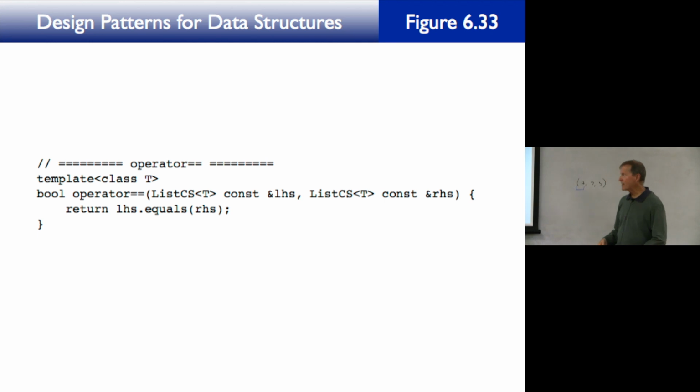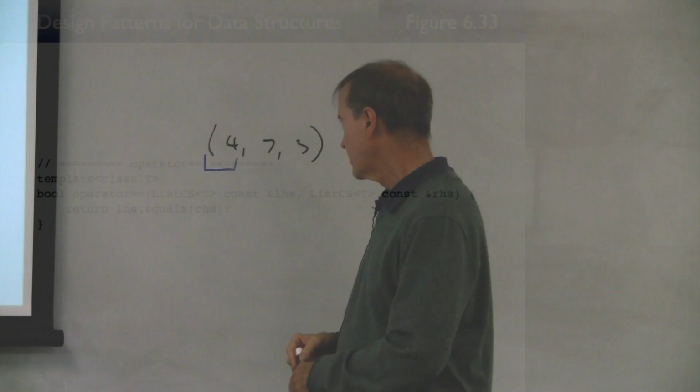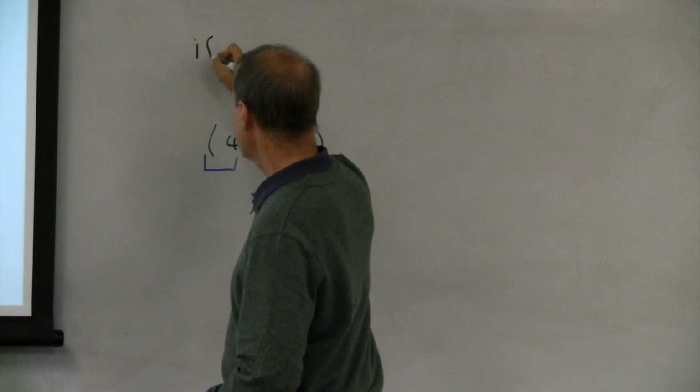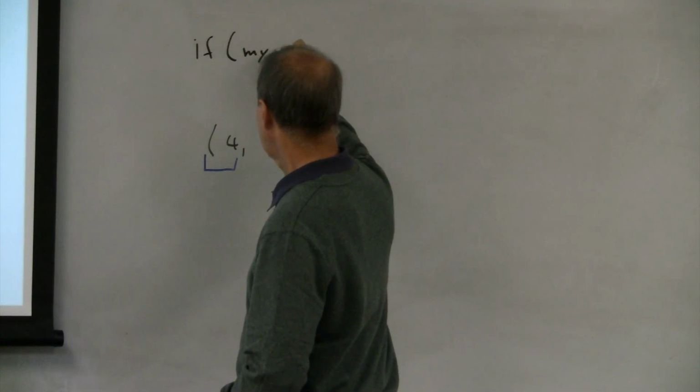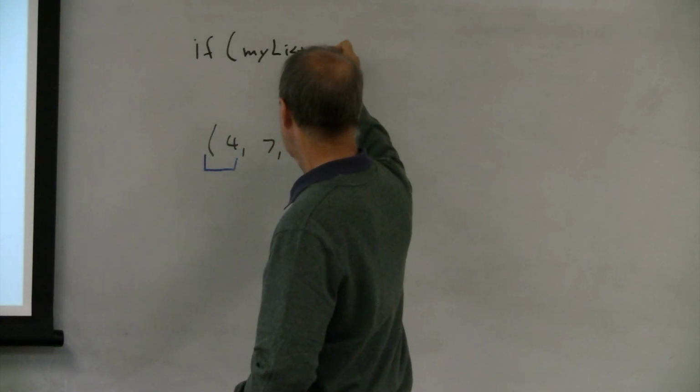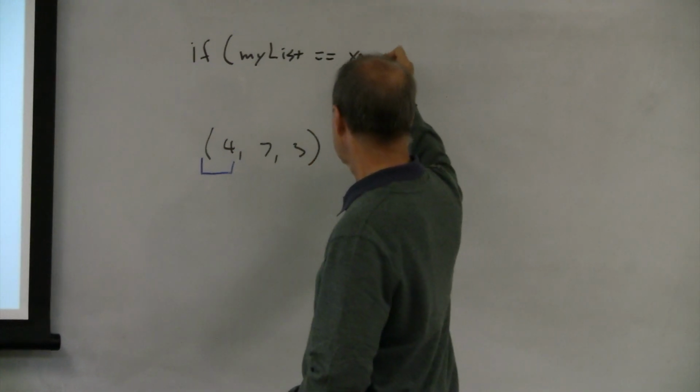Okay. Next one is operator equals. Now, operator equals, I believe, is a homework assignment. Is that right? Yes. So what we're going to do here is, first of all, we overload the operator equals equals. This is so you can say, like this, if my list equals your list.